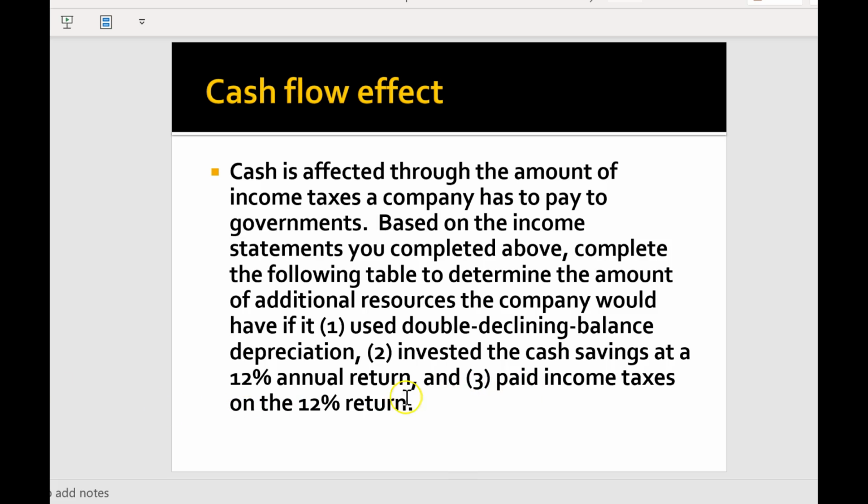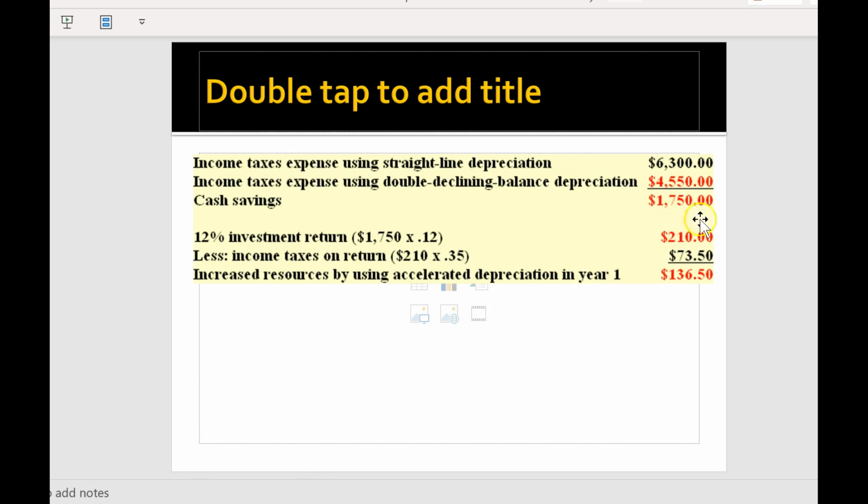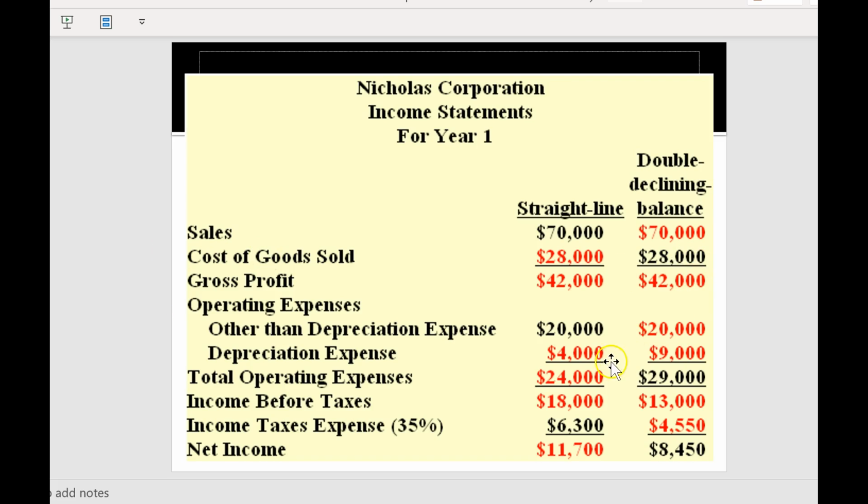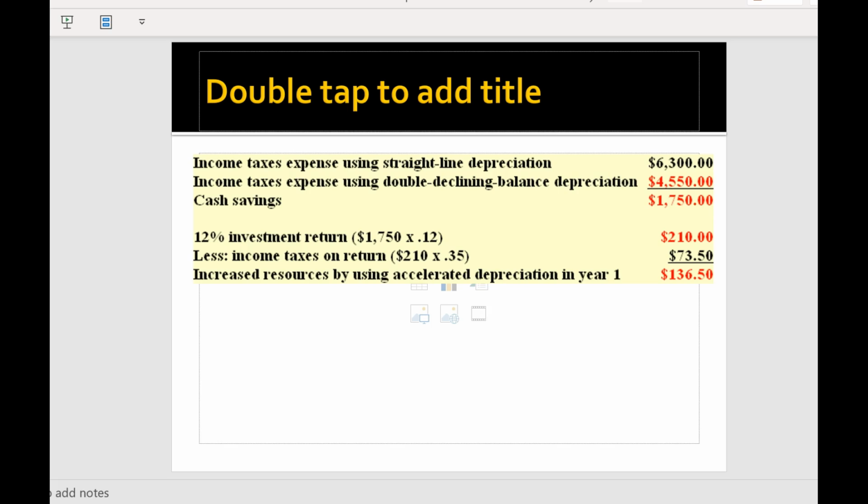Okay, let's say if we could reinvest those difference in a 12% annual return project, you will see that the difference in the income taxes, $1,750, can be reinvested in a project with annual return of 12%. That's 210. And of course, the 210 you earn has to pay income taxes again. So it is only 65% will be left with you. That's 136.5.